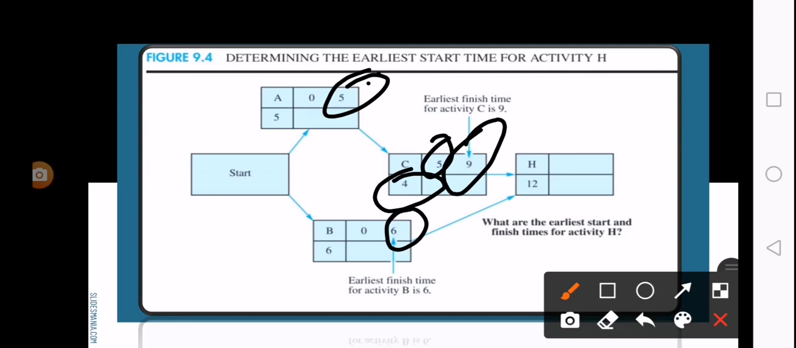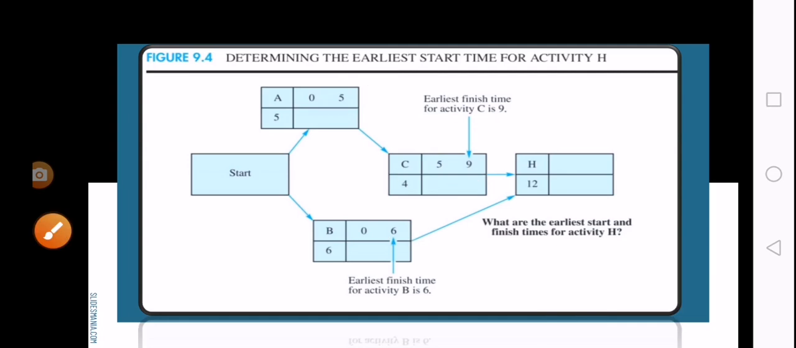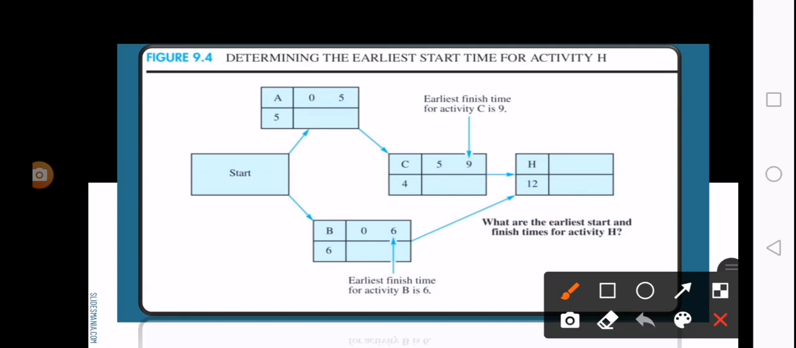So next is B. For B, its earliest start time is 0 and its activity time is 6. So its earliest finish time is 6. Now observe, what follows C is H. Then what follows B is also H. So what should H follow? Which earliest finish time should it follow, that of C or that of B? What you should follow is the biggest earliest finish time.